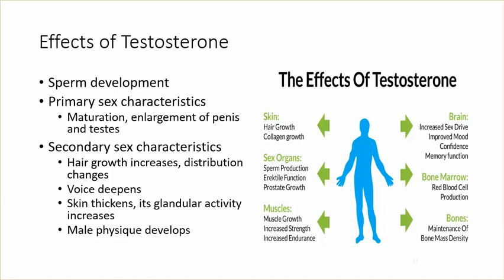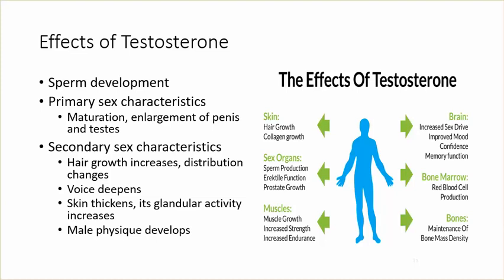Okay, the testes produce testosterone. The interstitial cells are the cells that produce the testosterone. Now, their main effect is to cause the development of sperm. Right? But then they also cause morphological changes within the body. The primary morphological change is maturation of the sex organs. So the enlargement of the penis and the development of the testes, and basically turning the testes on.